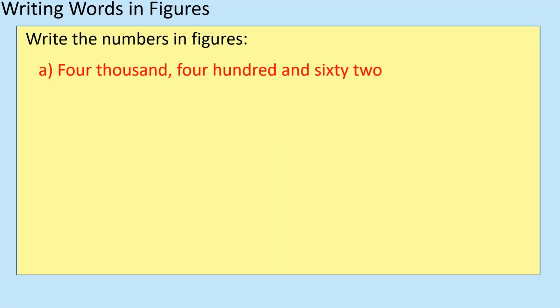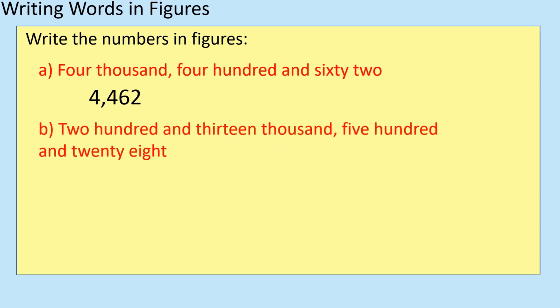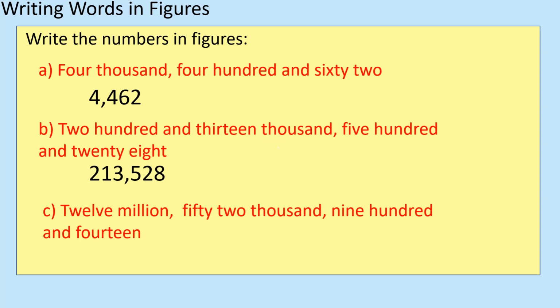So the other way around. 4,462. Alright, so think about that place value separator. So 4,462. 213,520. So that's going to be 213, and then 528. And then finally, 12 million. So that's going to be 12, comma, 052, 914. So 12,052,914. There you go.